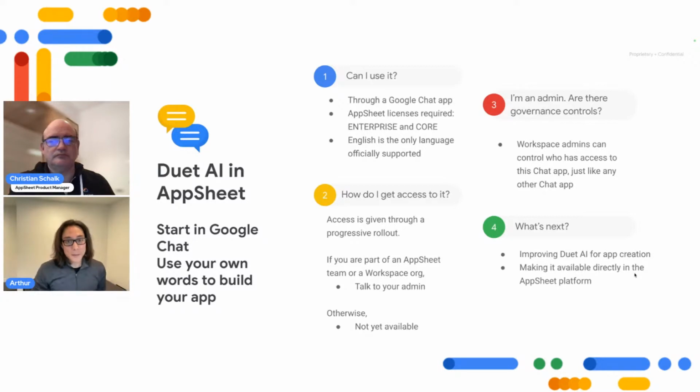The other aspect is that we want to make this available directly in the AppSheet platform. Right now, you have to go through a Google Chat app. In many aspects, it's not ideal, especially for all of our users who don't have access to it. So the team is currently working on making Duet AI for app creation available through the AppSheet platform. For those of you who are already familiar, on the My Apps page, usually you say start with My Data, start with a blank app, or start with an AppSheet database. You can imagine something like start with Duet AI, so that it becomes more widely available.